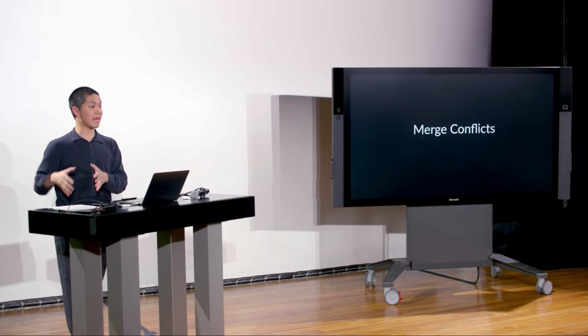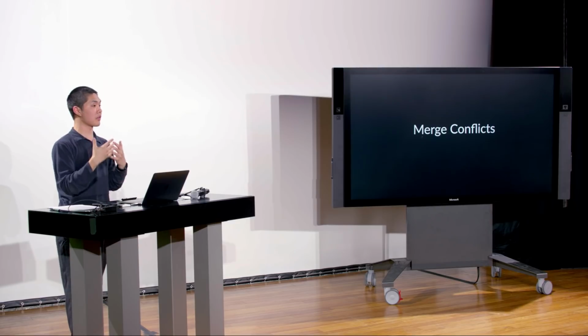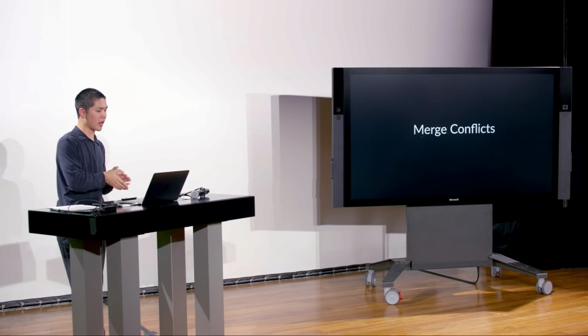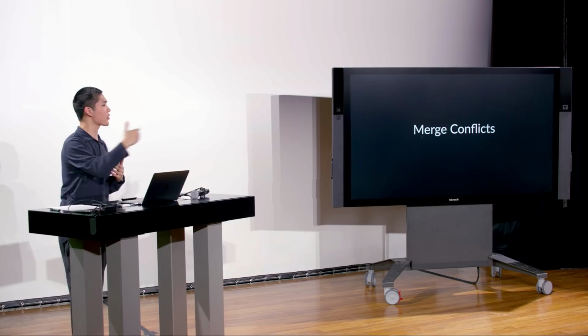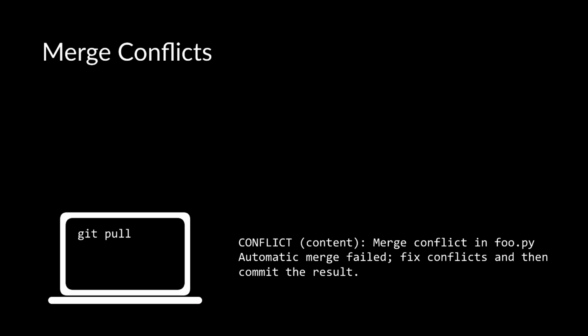Git will try whenever it can to automatically take any changes that have been made and combine them together for you without you needing to worry about what's going on. But in some cases, if you and another person have both made changes to the same lines of the same files, you may run into a merge conflict, which is what happens when you try and run git pull. The pull can't happen. And so what you'll see is a message that says automatic merge failed. You need to fix the conflicts and then commit the results.